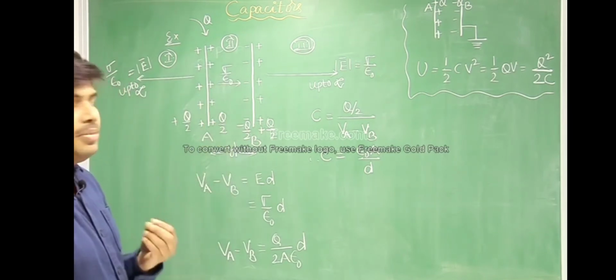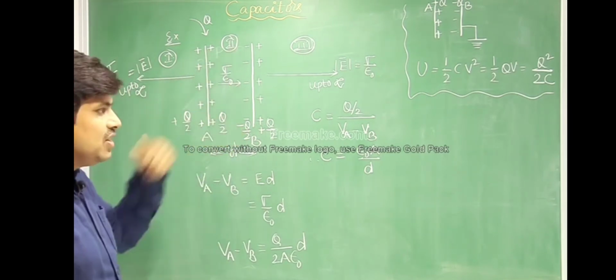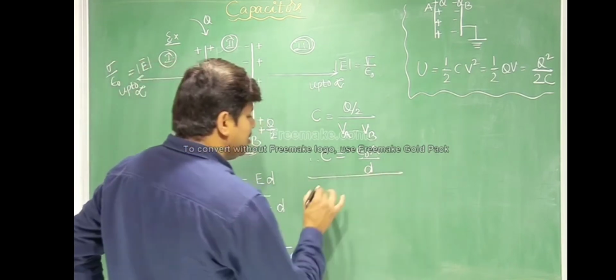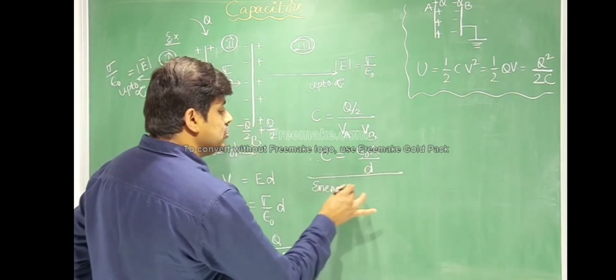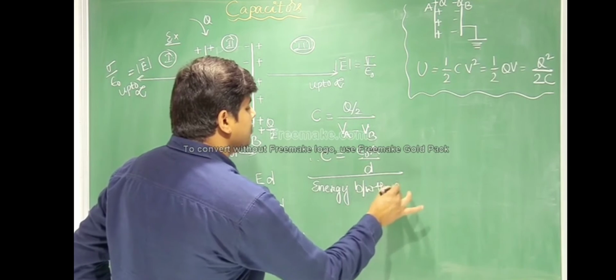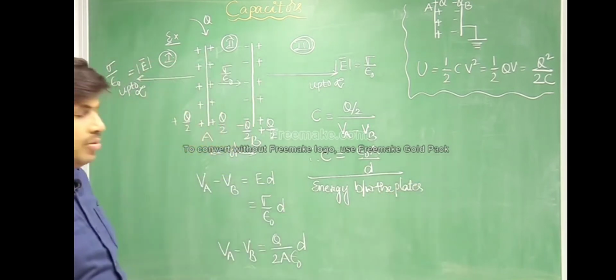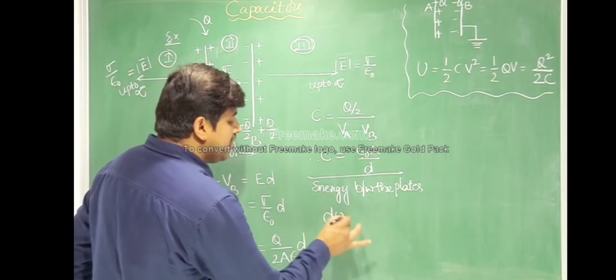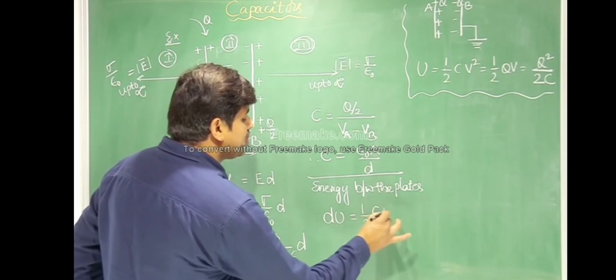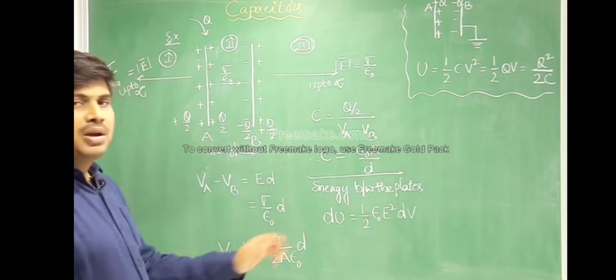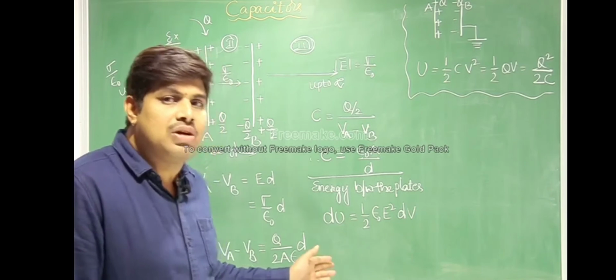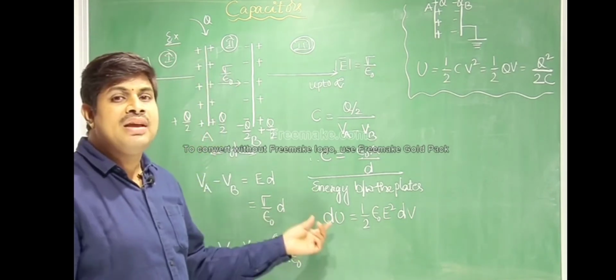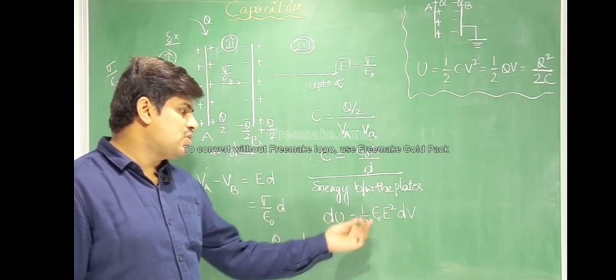Now, my dear friends, you are able to find out the energy that is present between these two plates. If you want to write the energy stored between the plates, what you need to take is dU equals half epsilon naught E square dV. What is this principle? This is the principle obtained from the electrostatic pressure concept, the energy density concept. Energy density is dU by dV. Small energy dU is equal to half epsilon naught E square dV.